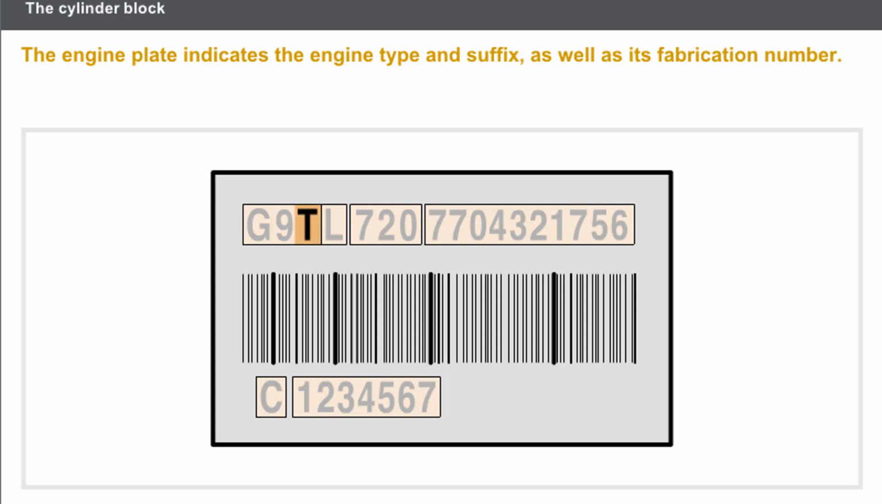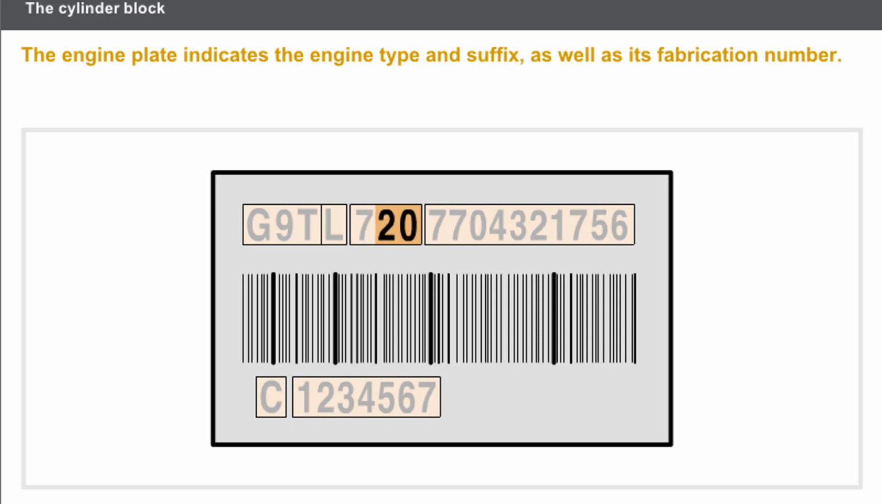Finally, the last character corresponds to the cubic capacity. For example, the letter T corresponds to a cubic capacity of between 2,151 and 2,300 cc. The remaining characters on the identification plate give other information. The letter L corresponds to the engine approval letter. The figure 7 indicates the identity of Renault SAS.